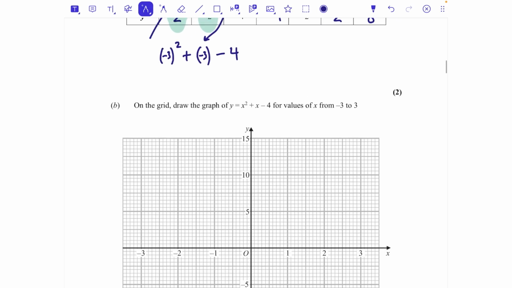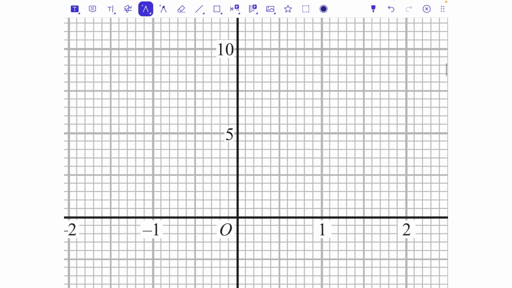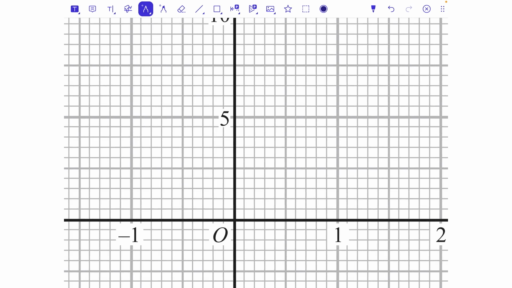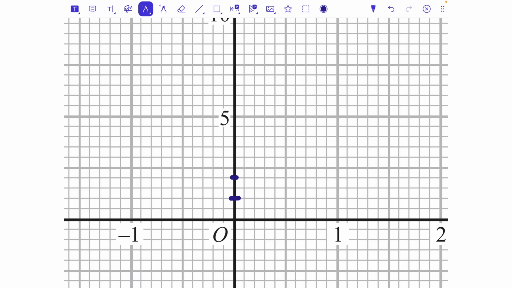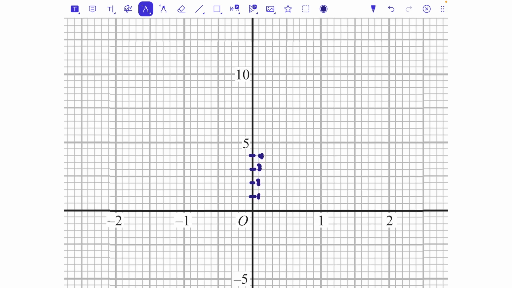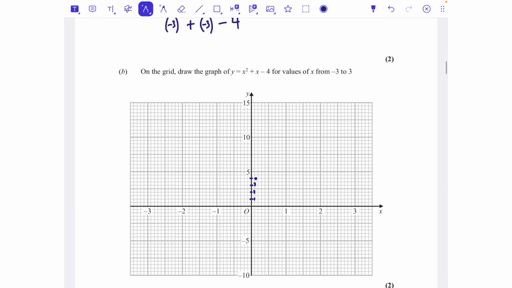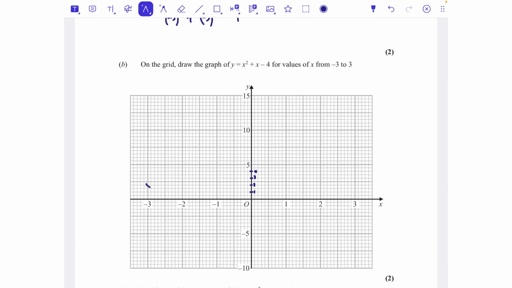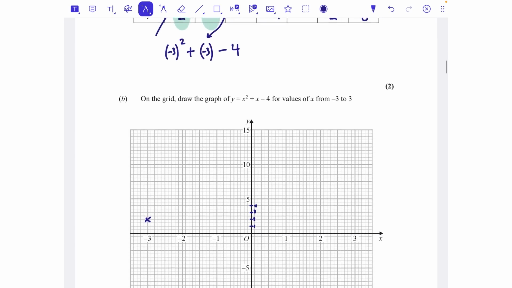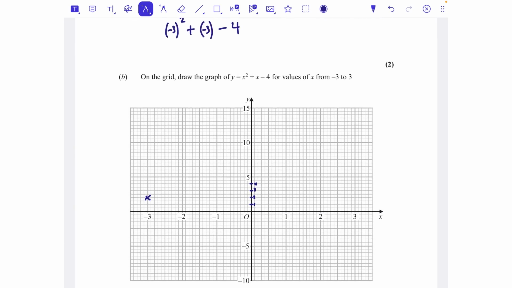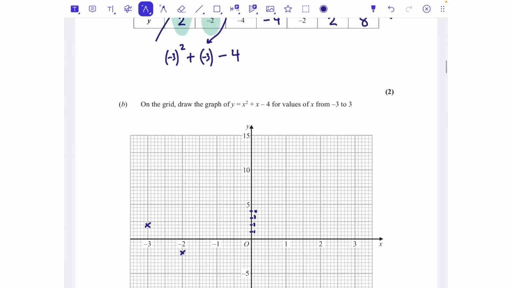Minus 3, 2. Right, now before I start plotting, let's look at this very carefully. I've got 10 squares making 5. So this is 1, 2, 3, 4, 5. So it's 2 squares that make 1. So just be really careful when you're plotting anything on a graph. So we're minus 3, 2, which means we're going to here. Minus 2, which will be 4 squares down, so that's there.